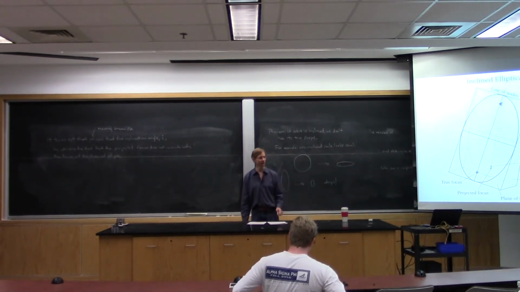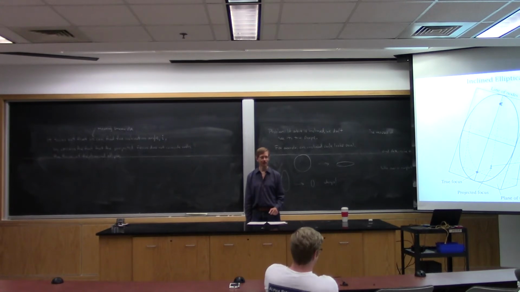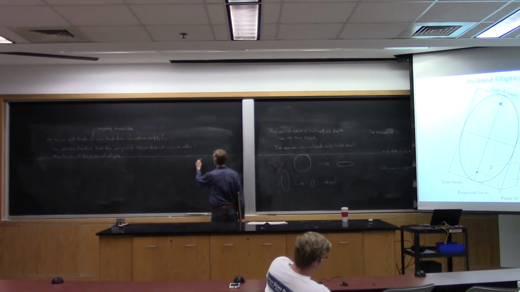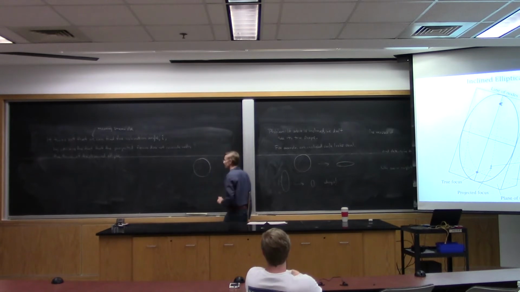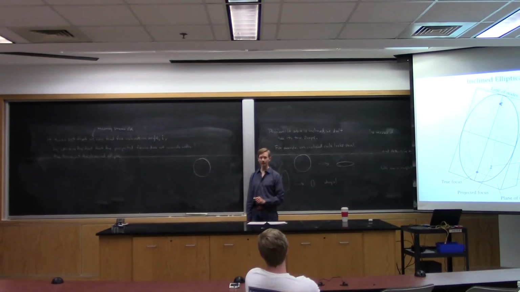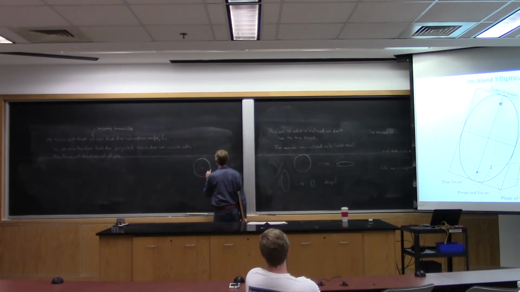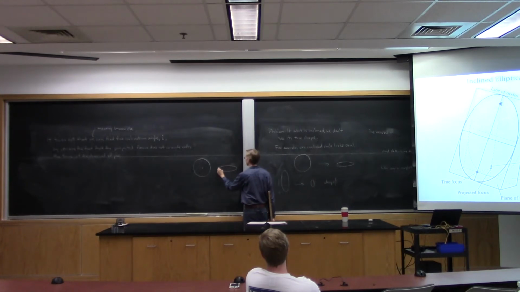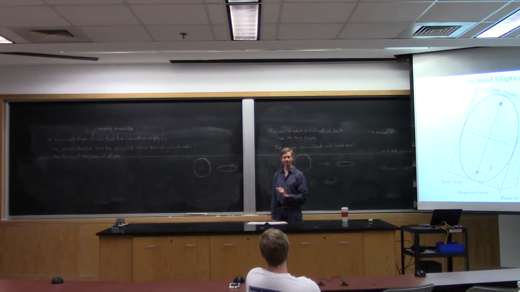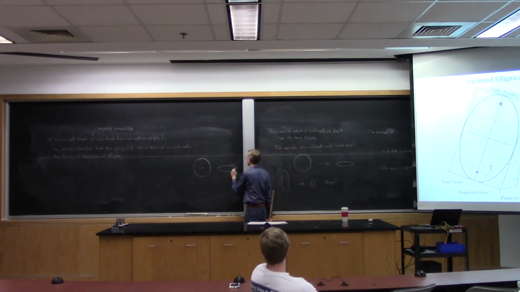An obvious case of the true focus not coinciding with the projected focus is, what if you had a circular orbit? Where's the center of mass located? Where's the true focus of that circular orbit? Directly in the center. Now I see it as a tipped orbit. Is the focus of that apparent orbit in the center? No, it has two foci, right? This apparent orbit, this ellipse, has two foci over here and here.